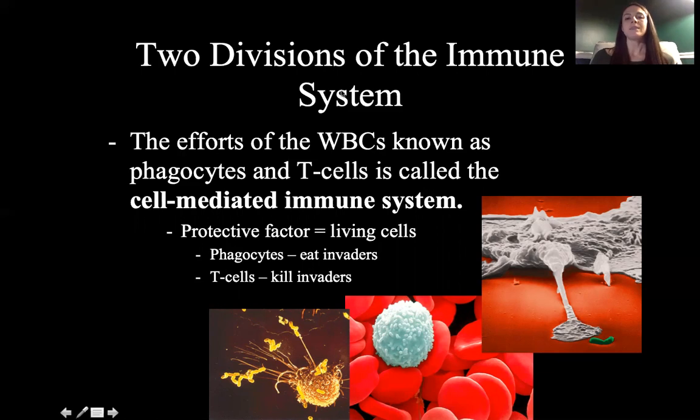But we divide the immune system up into two divisions. The first one that we just talked about is the cell-mediated immune system. So the white blood cells, the phagocytes, the T cells, basically stop the infection that's currently happening. It's our protective factor in our living cells. The phagocytes eat the invaders, the T cells kill the invaders. It's when a current invasion is happening. That's the cell-mediated immune response.